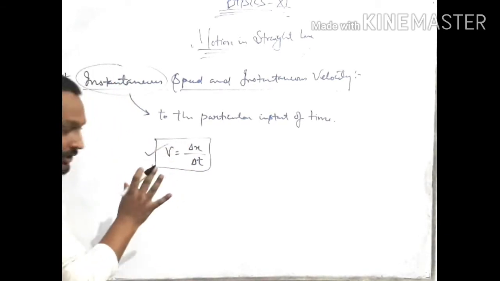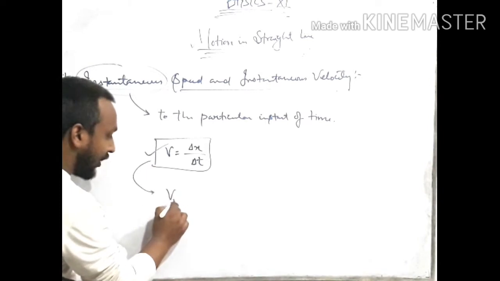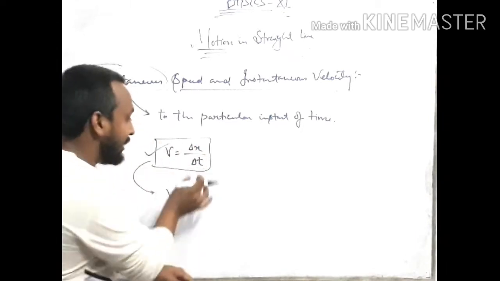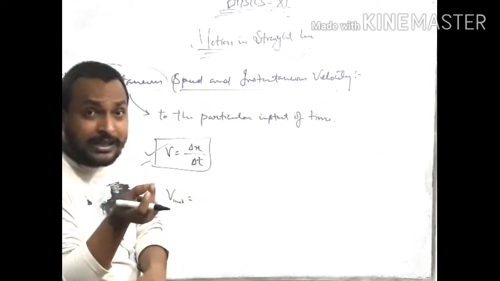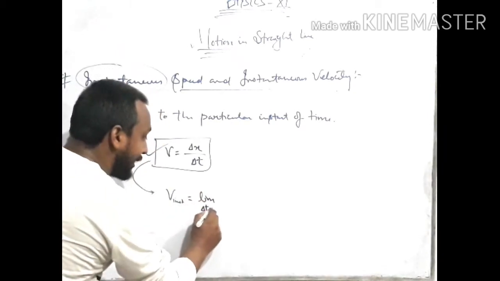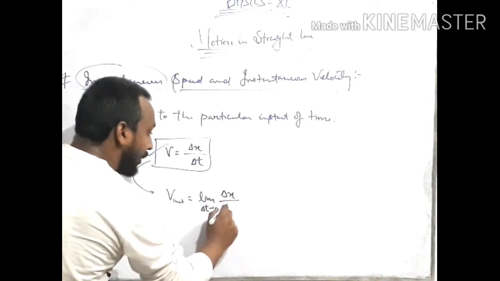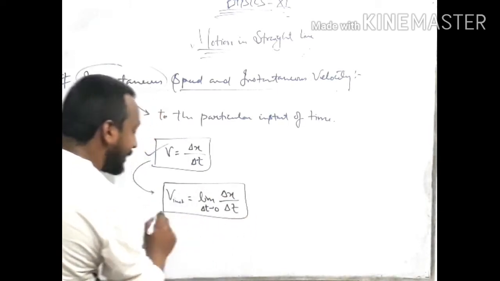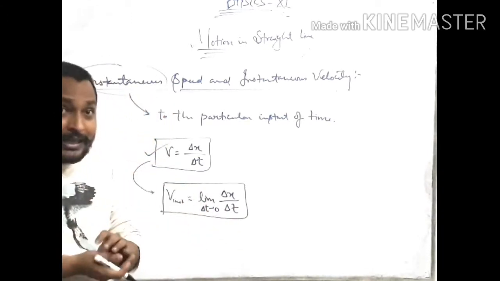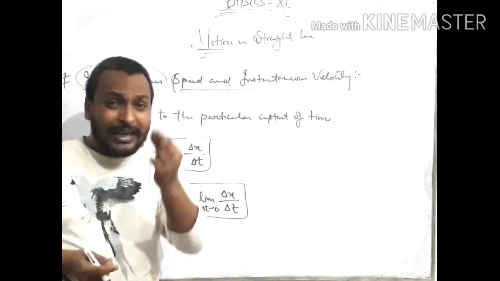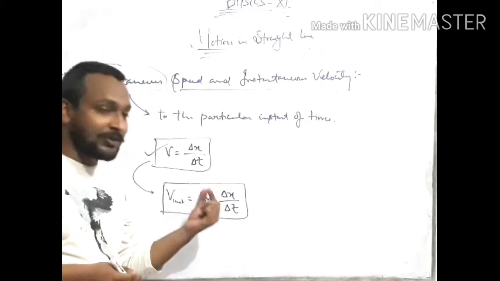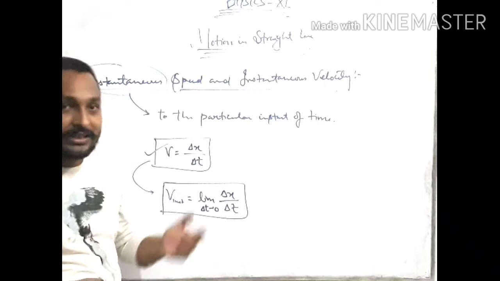Now if I have to find instantaneous velocity, I do not have to consider any time interval. This time interval should be 0, that means at a particular instant. So for that we apply the limit delta t tends to 0 on delta x upon delta t. This will become the formula for the instantaneous velocity. Delta t tends to 0 means that the time interval is infinitesimally small. For a very small time, the displacement will give you the instantaneous velocity.